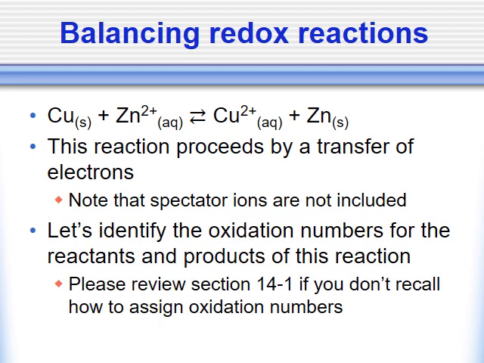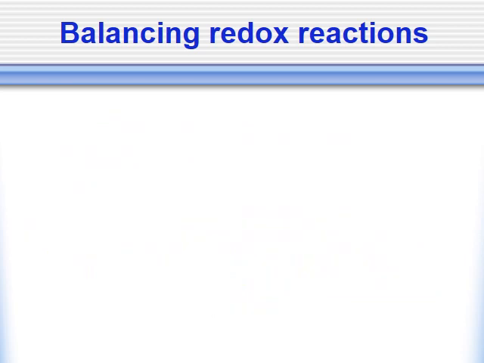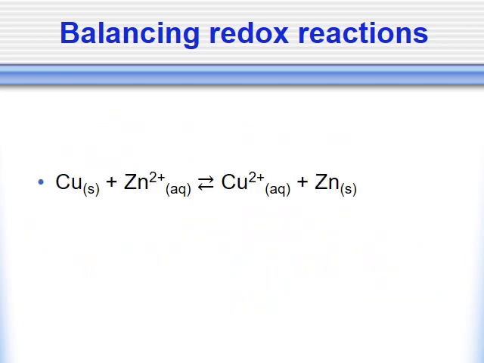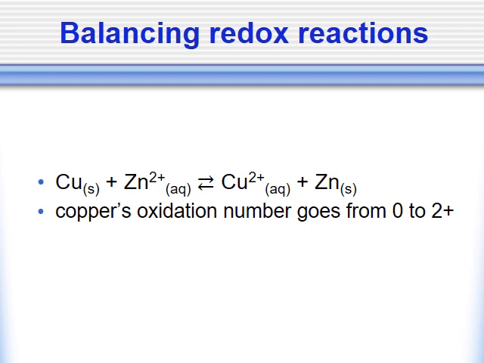So we're going to identify the oxidation numbers for the reactants and products. Now if you've forgotten how to do that, please review section 14-1. There's also a video that covers that as well. If you don't know how to identify oxidation numbers, balancing these reactions will be quite challenging. There's our reaction. Copper's oxidation number goes from 0 in the reactant side to 2+ in the products. Zinc goes from 2+ to 0. We'll assign those oxidation numbers.